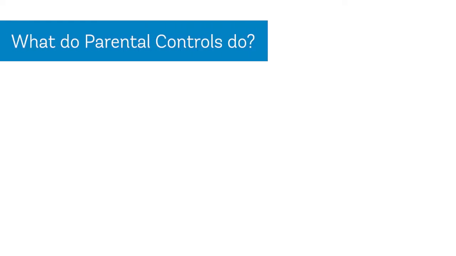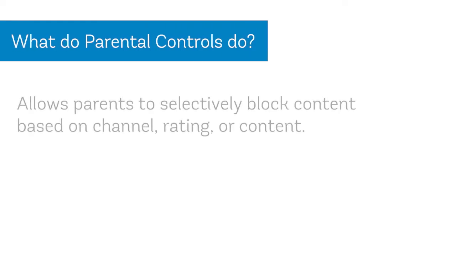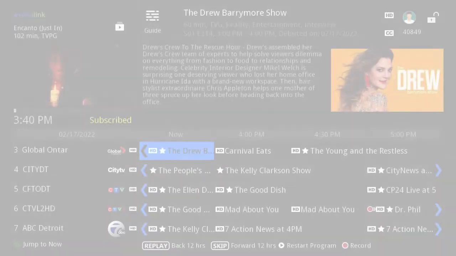To offer parents more control over the programming and content their children can access, Parental Controls allows parents to selectively block programming by channel, rating, or content.